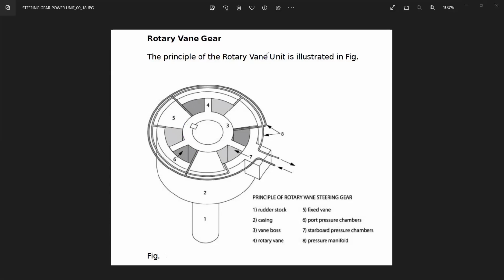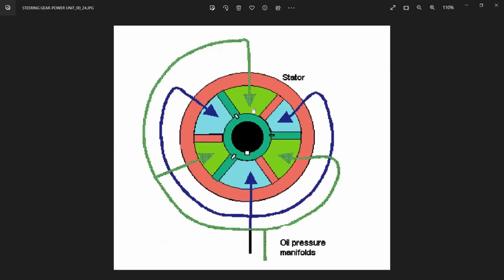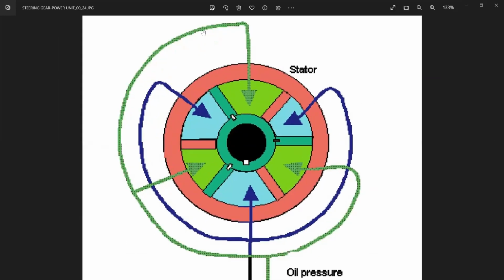Actually, I have a better image. One second. So see here, okay. So here I will annotate in a better fashion. This is again the 3 rotor and 3 stator design.